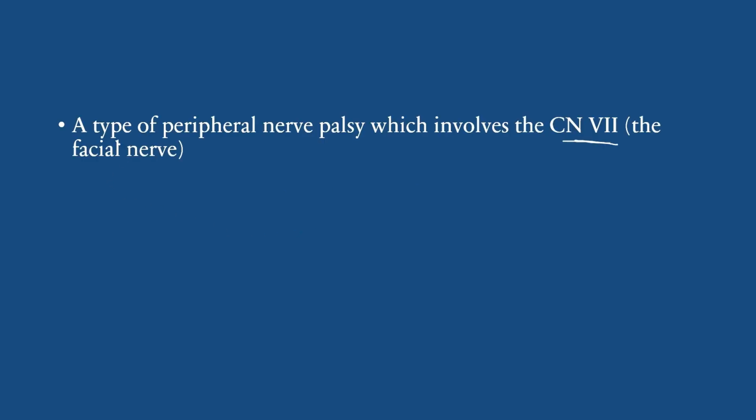Hi everyone, today's video is going to be on Bell's palsy. What is Bell's palsy? Bell's palsy is a type of peripheral nerve palsy which involves cranial nerve number 7, which is the facial nerve. Now, this is what a patient with Bell's palsy is going to look like.